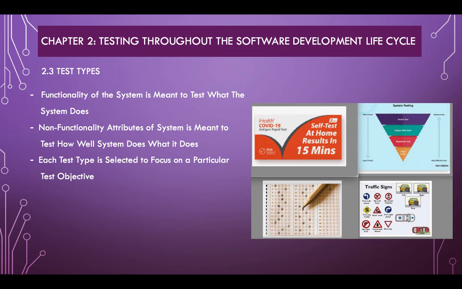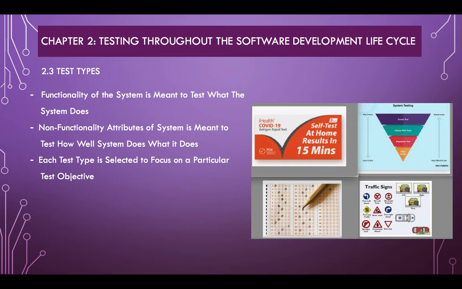Section 2.3, Test Types. Functionality of the system is meant to test what the system does. Non-functionality attributes of the system is meant to test how well the system does what it does. Each test type is selected to focus on a particular test object.